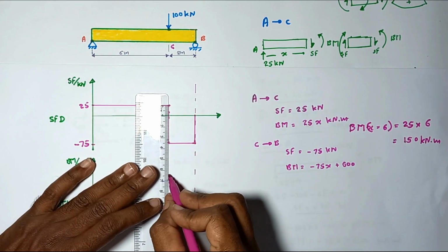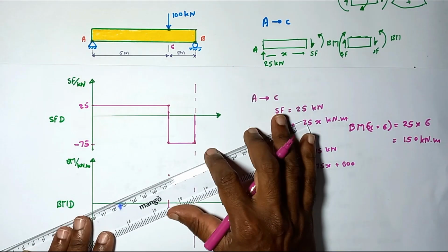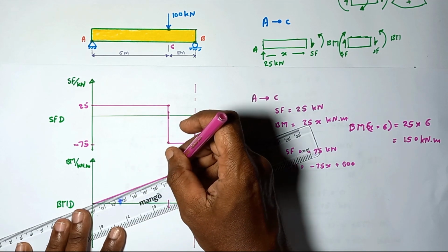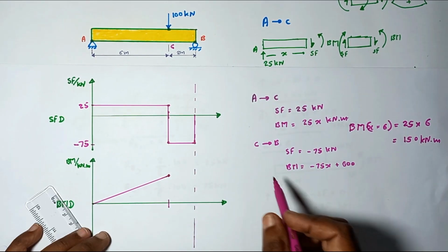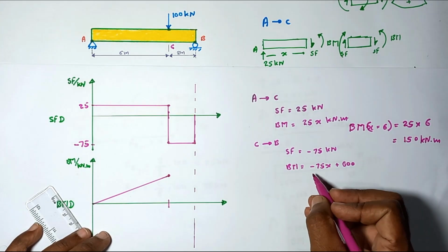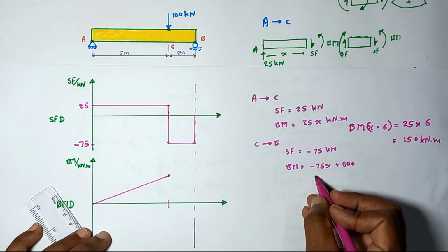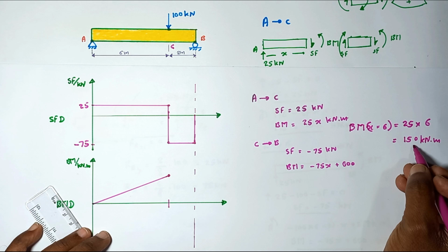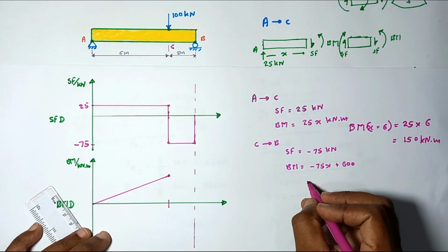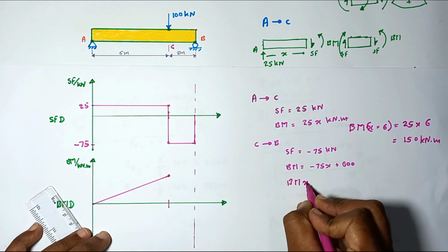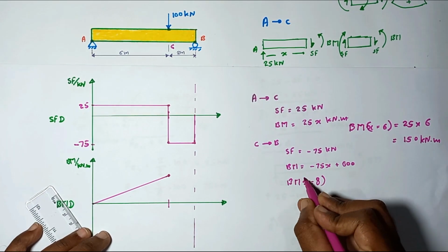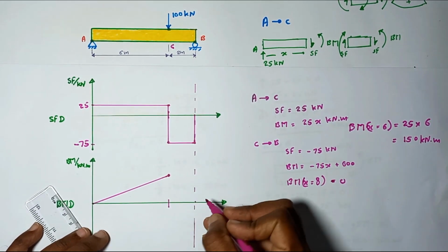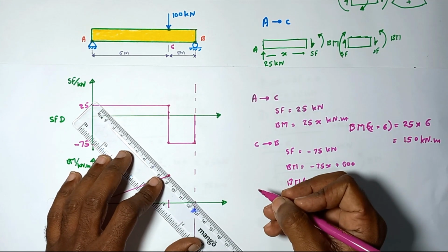At x is equal to 0, the value is equal to 0. When considering the C to B region, at x is equal to 6, that value is equal to 150. At x is equal to 8, the bending moment is equal to 0. So the diagram is like this.